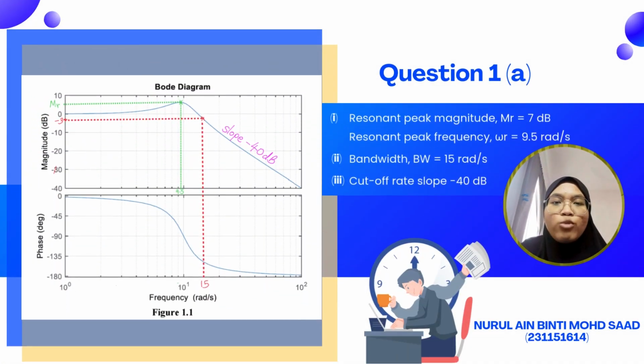Answer for question 1A. For Roman 1, resonant peak magnitude MR equals 7 dB. Resonant peak frequency omega R equals 9.5 radian per second. For Roman 2, I got the bandwidth from the negative 3 dB. Thus, the bandwidth equals 15 radian per second. For Roman 3, I got the cut-off rate slope is negative 40 dB.